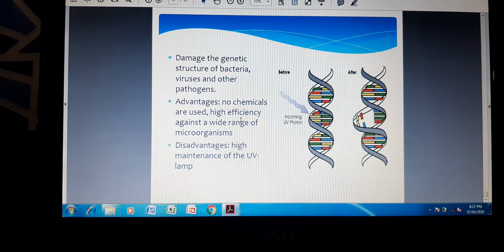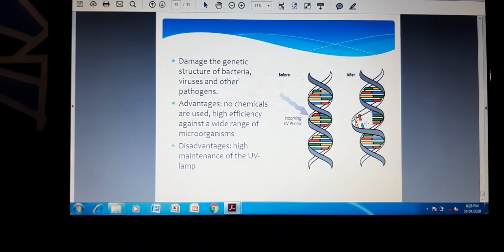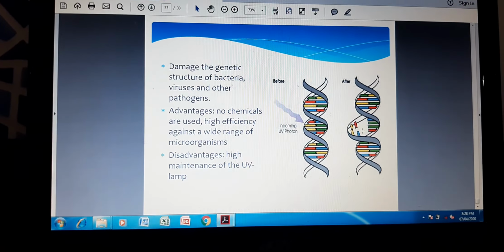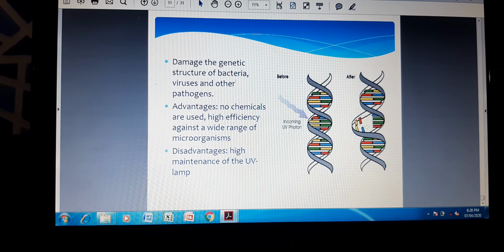So how are they damaging? They damage the genetic structure of the bacteria, as well as viruses and other pathogens. If you see the structure of the DNA before, with the incoming UV portion, then when it comes in contact with the radiation, it breaks down this genetic structure. This is the most important method, that's why it is applied in industrial applications.